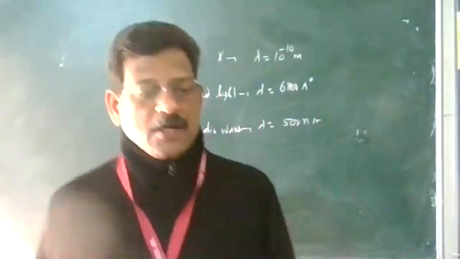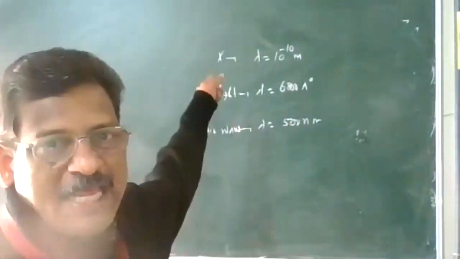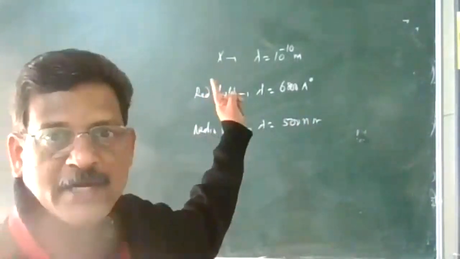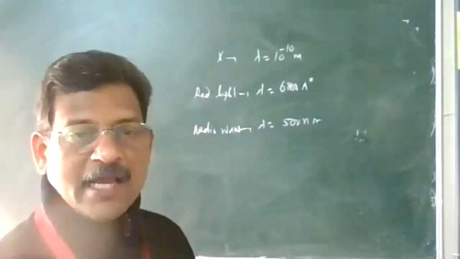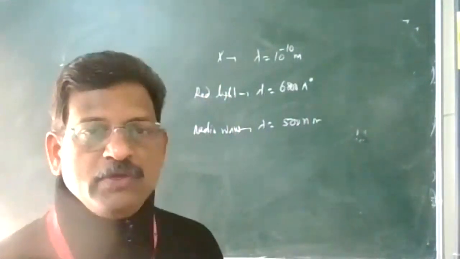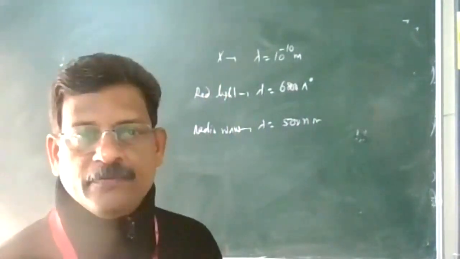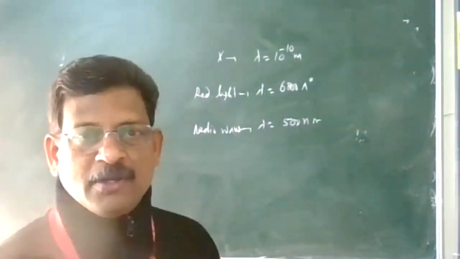Good question of 1 mark. Which physical quantity is same for X-rays of wavelength 10 to the power minus 10 meter, red light of wavelength 6,800 angstrom, and radio waves of wavelength 500 nanometer? So which is same for all? Their wavelengths are different, frequencies are different, which will be a constant for them.